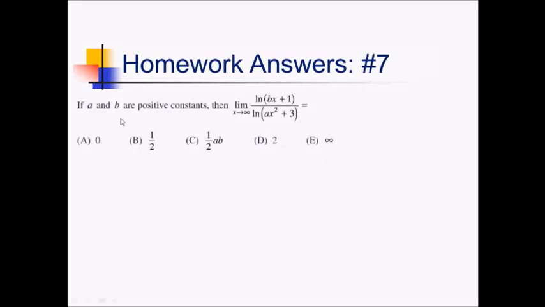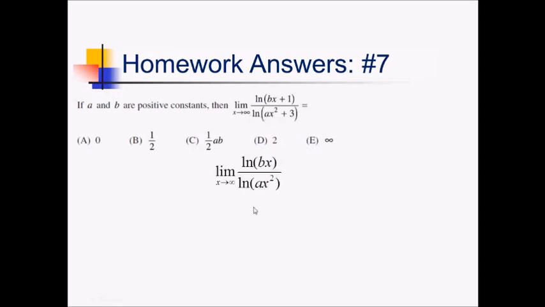For this problem, if a and b are positive constants, then what is the limit as x approaches infinity of this weird, rational, logarithmic, hybrid sort of thing? All right, x is growing to infinity. That means that at least within here, we can ignore these slower growing terms of 1 and 3. So this is really just ln of bx over ln of ax squared.